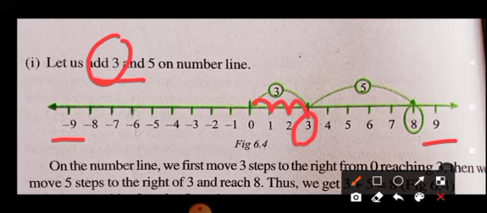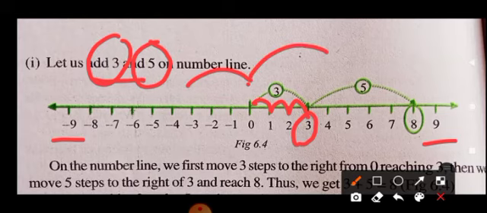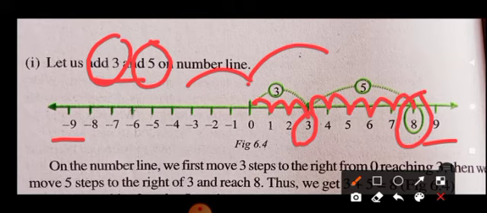So from 3, now again we will add how much? 5 steps. And we can see this is positive, isn't it? If it is positive, then we will go right side of the 0. We will not go this side, we will go right side. So from 3 we will have to move how many steps? 5 steps. 1, 2, 3, 4, 5. So where we reach at the end? We reach 8. So 8 is our answer. So when you will add 3 and 5, the value will be 8. So in this way we have to use number line to solve addition.